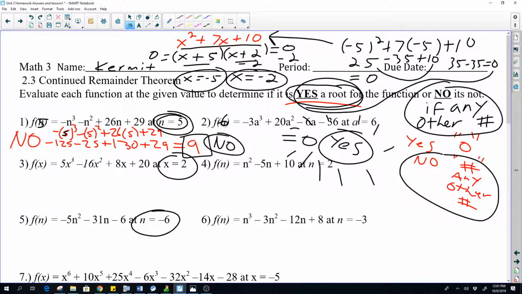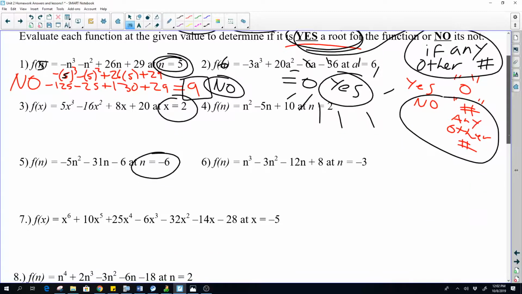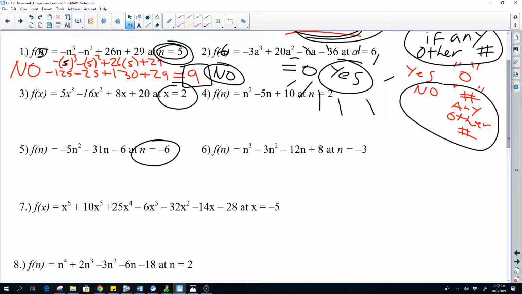So let's go ahead and try maybe number 5 to help you. And then maybe number 7, we'll plug in the calculator, because that's a crazy one. But we could try number 5 without the calculator, because some of you don't want to use your calculator on these, and that's okay too.